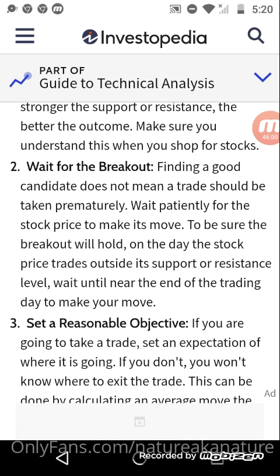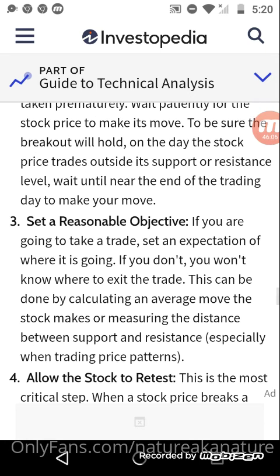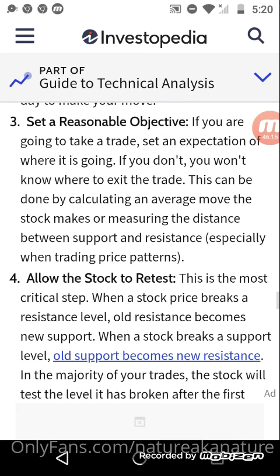So know when trade patterns have failed. Know when you have taken a loss. Don't gamble with your losses. Just take that loss. You know what I'm saying? Recalculate your strategy and get back in the trade.